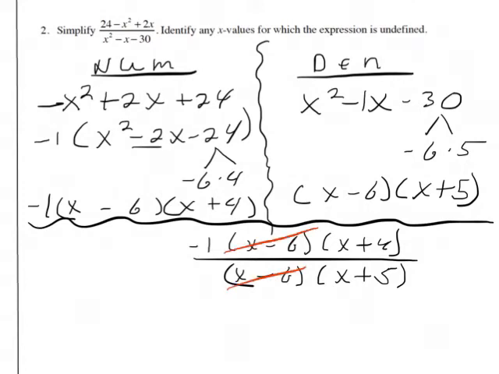And do I see anything else on top? I see a negative 1 on the top. Do I see a negative 1 on the bottom? No, I don't. I see an x plus 4 on the top and an x plus 5 on the bottom.